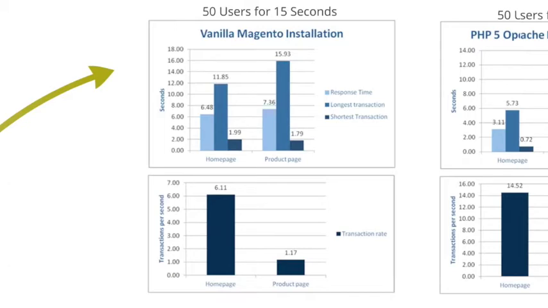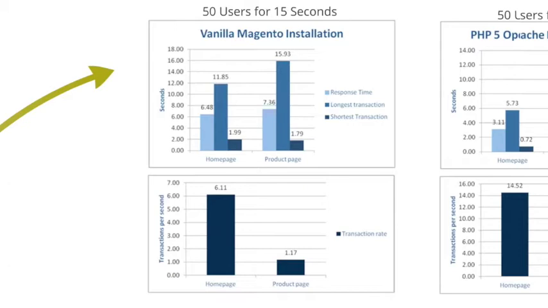The longest transactions in this graph show that it's between 11 and 16 seconds for the home page and the product page. So once again, a customer's waiting 15 seconds for a page to load when they're looking at a product. And on a mobile phone, or when people are looking at things all day in their lunch hour, this is really just unacceptable. And you can see the shortest transaction there is still nearly 2 seconds, and that's the absolute shortest out of those 50 users that were hitting it.